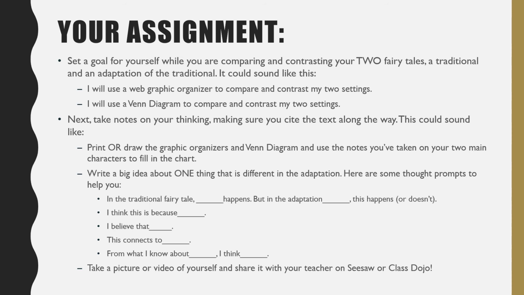So once again, you can either print or draw the graphic organizers and the Venn diagram, and then use the notes that you've already written about your traditional fairy tale and your adapted fairy tale to fill in that information. And the big important part is I want you to think about one thing that's different in the adaptation and the idea that you have because of it. So here's some sentence starters that could help you. In the traditional fairy tale, this happens, but in the adaptation, this happens or doesn't.